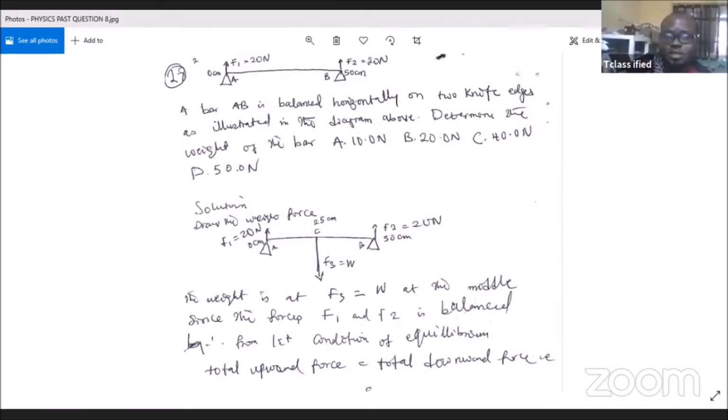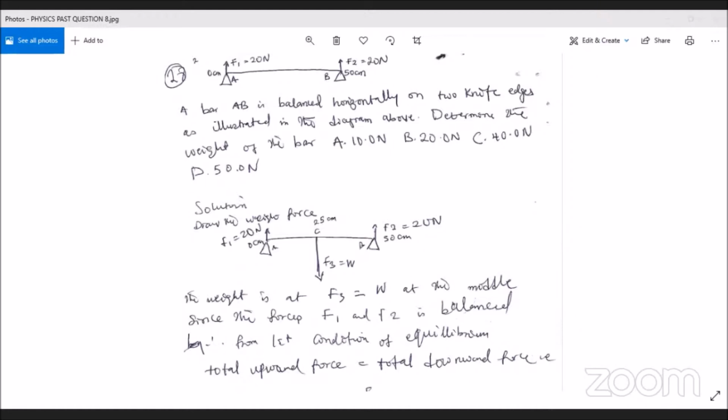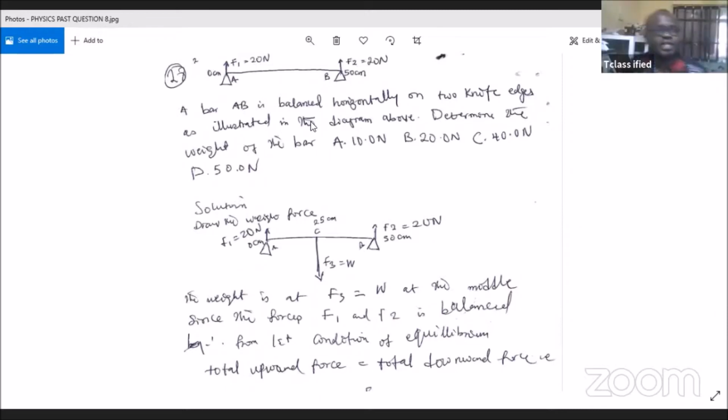When you can see question number 28 on your screen, let me know. Okay. So it's 28 I'm seeing now. Okay, showing already. Can you see the sketch up there? A bar AB is balanced horizontally on two knife edges, as illustrated in the diagram above. Determine the weight of the bar.